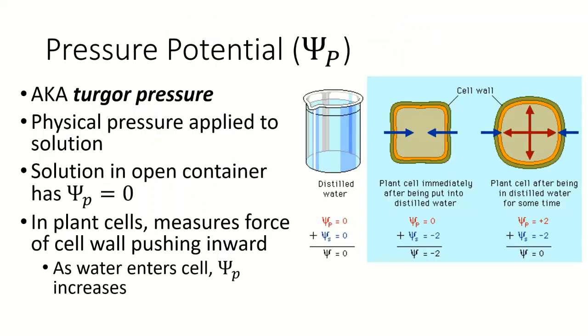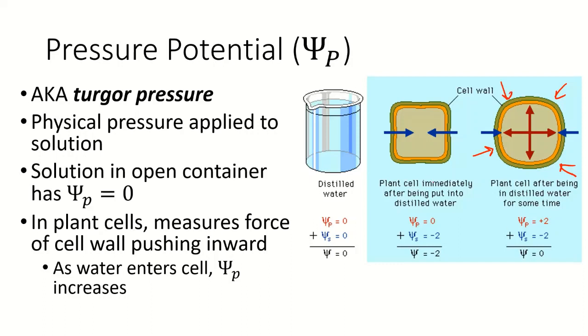So let's talk about pressure potential. In a plant, it's also known as turgor pressure. Plants are very highly reliant on manipulating their water potential, because that is what actually drives the movement of water up a plant and from the roots up to the tips. So this pressure potential in a plant, a lot of that is supplied by the force of the cell wall pushing inward.